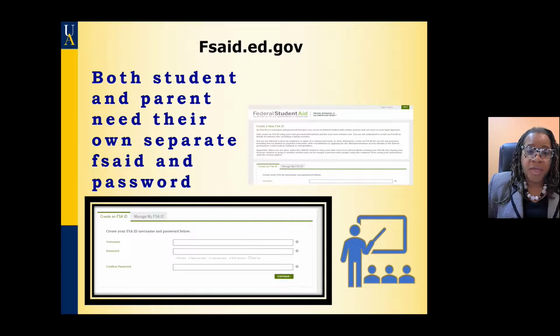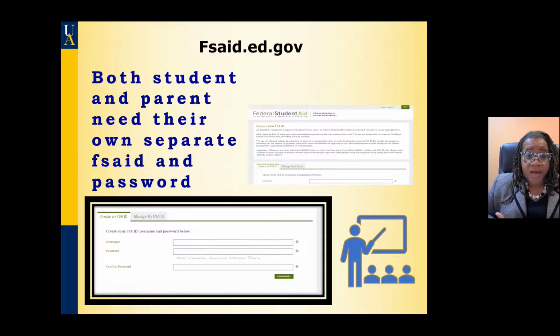In order to start that process, both the parent and the student need an identifier called the FSA ID. Basically it's an electronic signature so that we know, one, the information reported for you is actually your information and you've given permission. So it's your electronic signature. Both the student and the parent would need their own electronic signature, or FSA ID number.